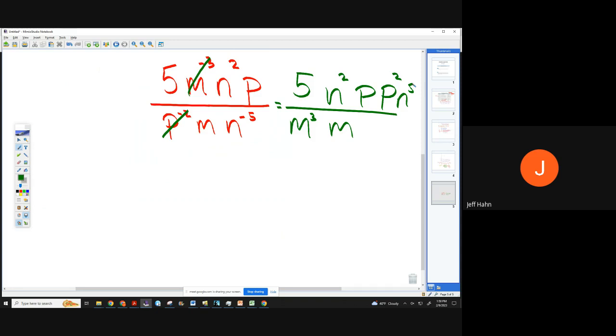Now it's just a matter of combining what you can. I don't really have much to do other than I have to put the n squared with the n to the 5th, which is n to the 7th, and the p with the p squared, which is p to the 3rd. And on bottom, I have m cubed and an m, which is m to the 4th. I didn't have to do any crossing off.